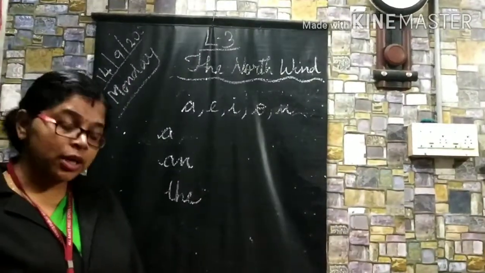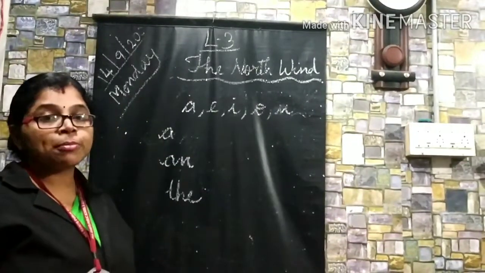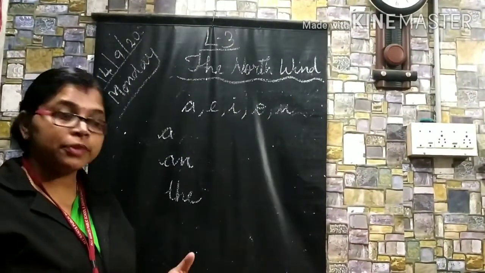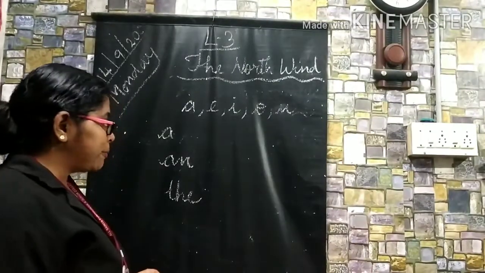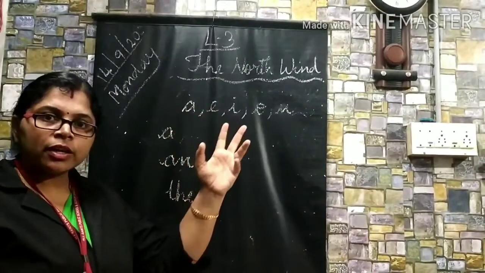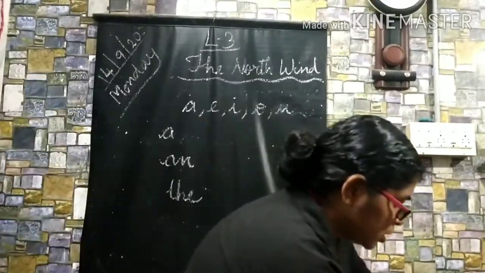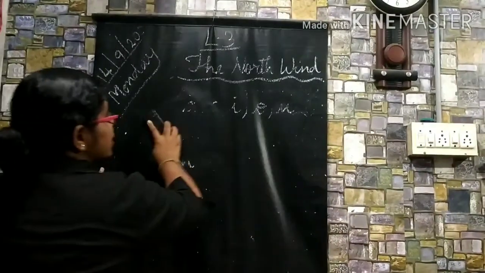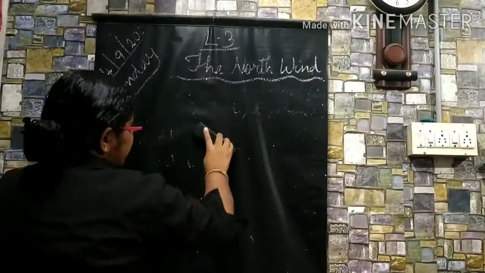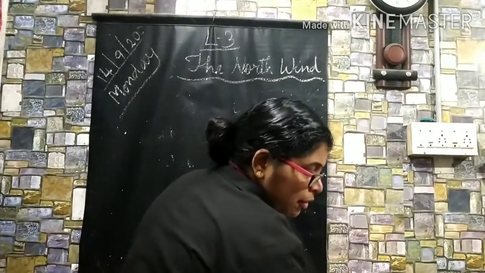Now, where do we use the? The we use when everyone knows what thing or person we are talking about, because there is only one of it. Like the sun, the moon. So, you are learning this from class 1st standard. So, what are vowels, children? A, E, I, O, U are vowels.